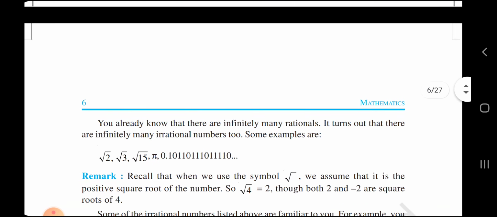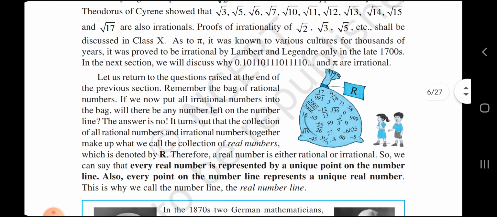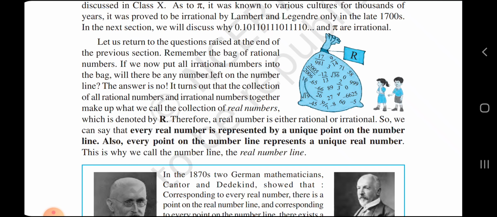Then we discussed the real numbers. The real numbers are the collection of rational numbers and irrational numbers. Therefore, a real number is either a rational or an irrational number. So, every real number is represented by a unique point on the number line, and also every point on the number line represents a unique real number.